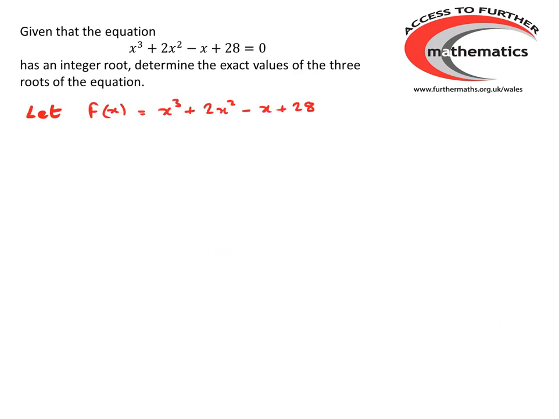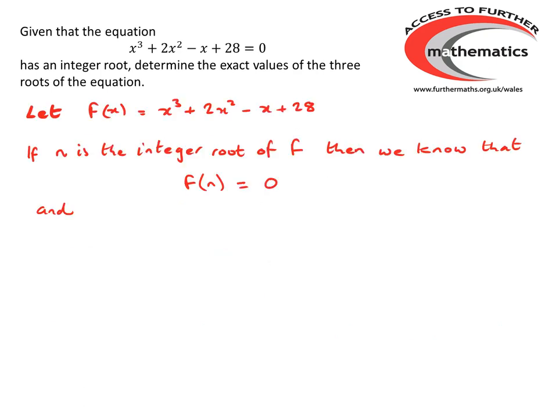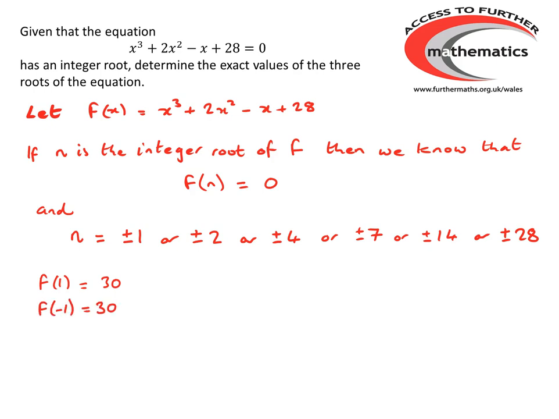So we've got two things. We know that f of n has got to equal 0, where f of x is x cubed plus 2x squared minus x plus 28. And we also know that n must be plus or minus 1, or plus or minus 2, or plus or minus 4, or plus or minus 7, or plus or minus 14, or plus or minus 28. Now, using our calculator, we can very rapidly work out the different possible values of f of n for these values of n. So f of 1 is 30, that's no use to us. f of minus 1 is also 30, again, that's no use to us.